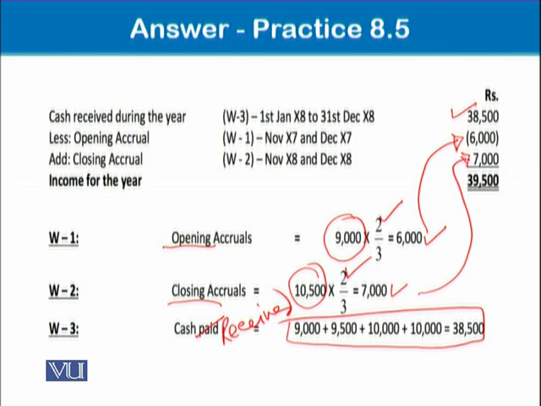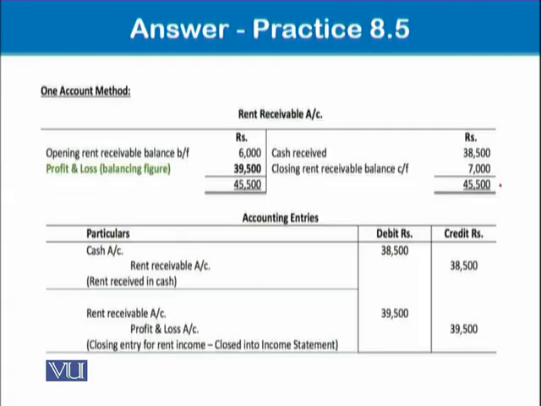And we know very well its technique that opening accruals are subtracted and closing accruals are added. So it will give us the total amount of 39,500, which is our income for the year.